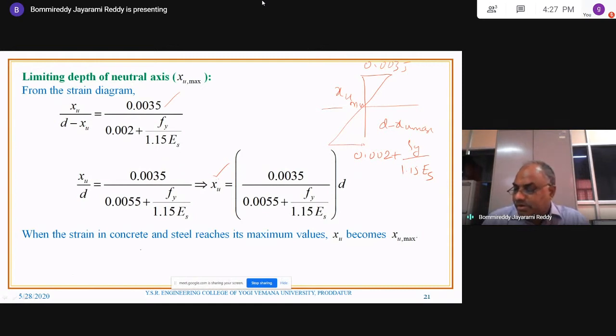So when the strain in concrete and the strain in steel reach the maximum value simultaneously, what is going to happen? XU is going to become XU maximum. So XU is equal to this equation. Don't remember anything. Always try to evolve or write the equations as per the requirement in the examination.